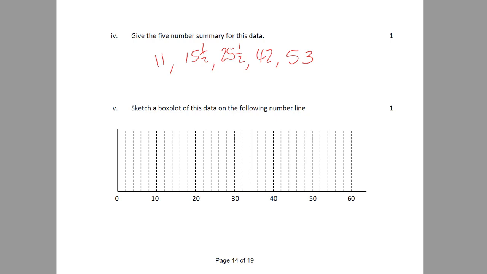The 11, how big are these gaps? There's 5 gaps for 10. 10 divided by 5, that's 2. 2, 4, 6, 8, 10. So 11 would be 1 bit past. 15.5, well, 15's in the middle. It's a bit closer this way. It's hard to be accurate here. 25.5, well, 25's the middle, so 25.5's over a bit. 42 will be right on the line, and 53 will be in between lines. Remember, I don't have a ruler, so I'm just going to curve it up. Box plot, sorted.